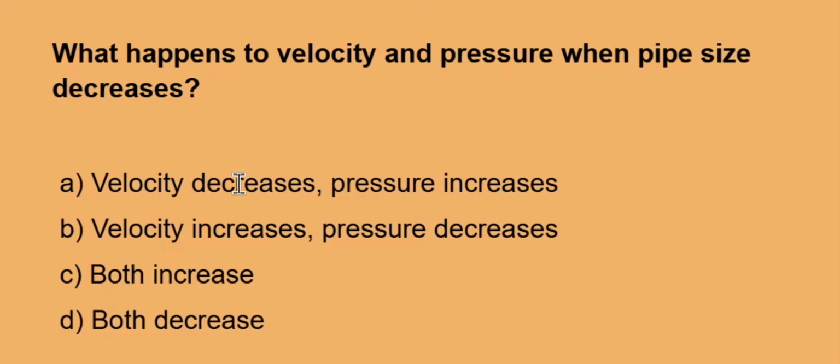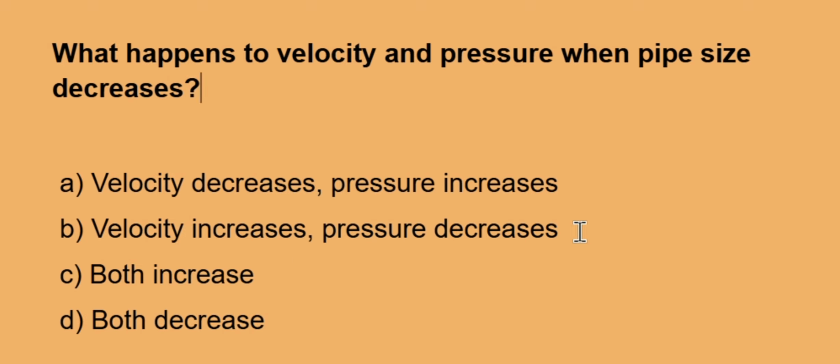Question. What happens to velocity and pressure when pipe size decreases? A. Velocity decreases but pressure increases. B. Velocity increases but pressure decreases. C. Both increase. Or D. Both decrease. Okay, so to explain, let's say you've got a 22 mil pipe and it moves down to a 15 mil pipe. What's going to happen to the velocity of that water running through the pipe and the pressure?